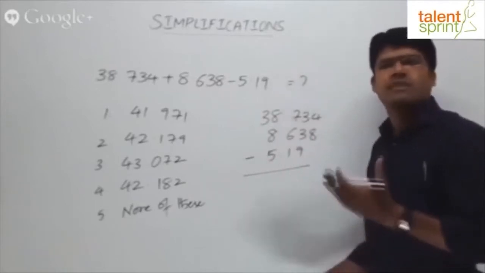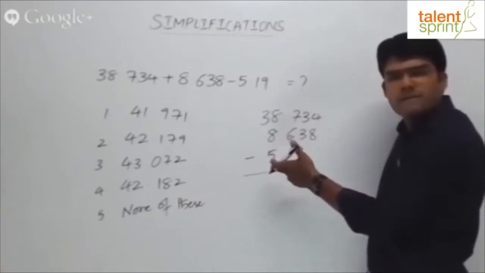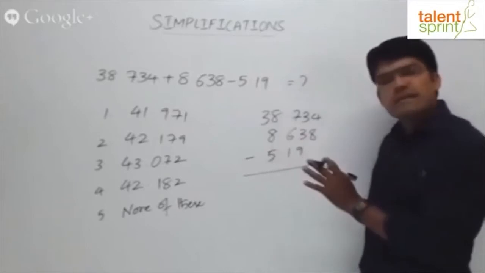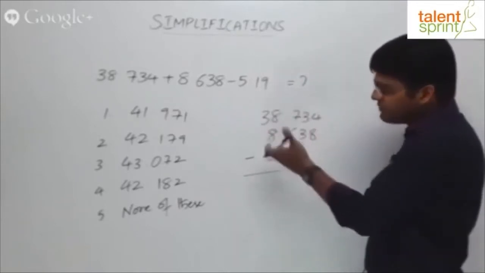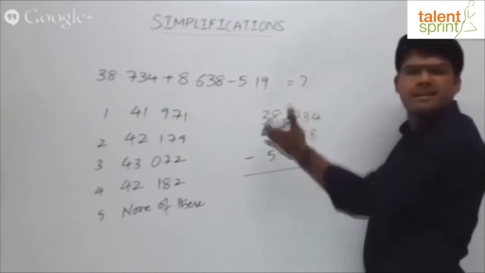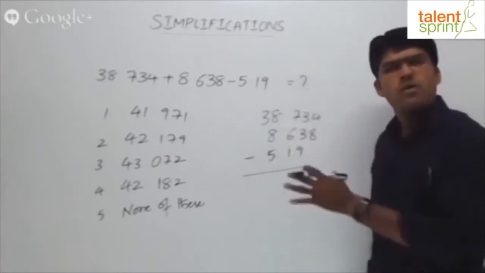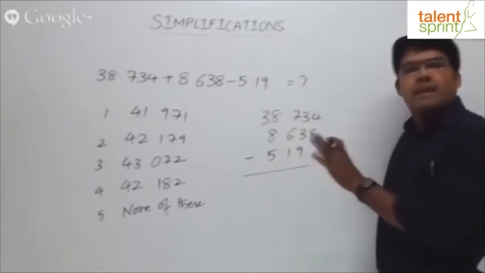So there are various ways of doing it. Either you can add the two numbers first and then subtract 5.19, or you can subtract 5.19 from 8.638 and then add the result to 38, or you can subtract 5 from 38.734 and then add to get the required answer. Any way you follow, the final answer is going to be the same, right? Here we'll directly try to add and subtract at the same time.